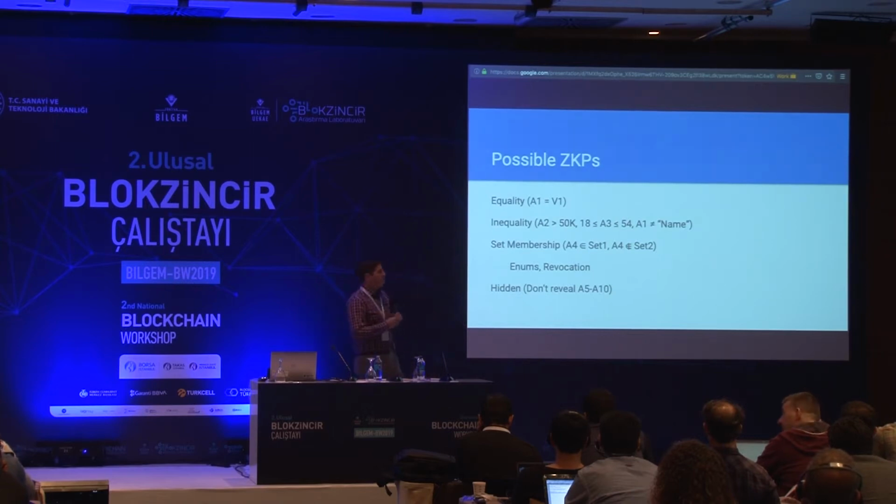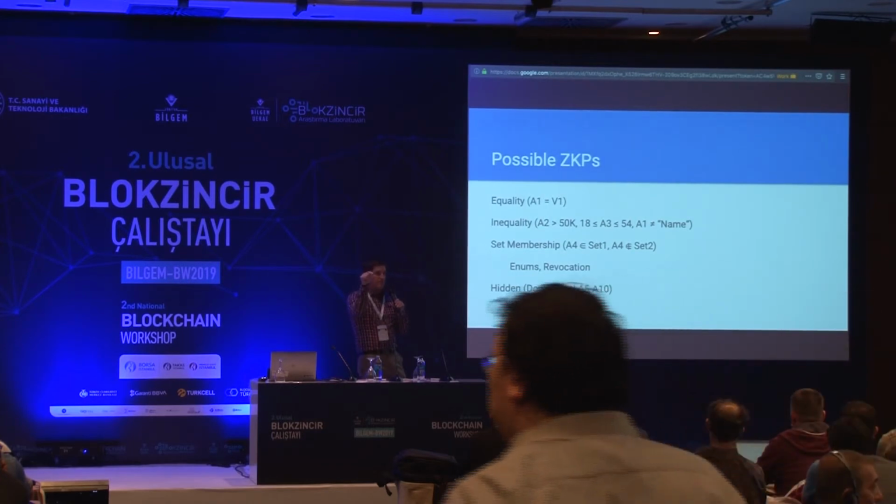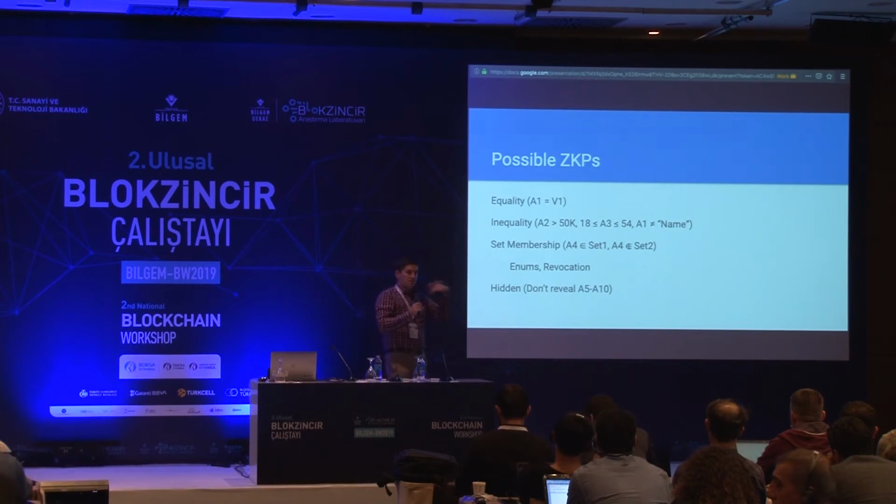Inequality is that your name is not this, or it's not equal to this. Or you can do ranges, where you can say, I want greater than, less than, greater than or equal to, or do both. Set membership is, I have a fixed set of values, and I want to prove that one of my attributes is one of those, but without revealing which one. Or the reverse is true, it's not one of those. That's the less common one, but it does happen.